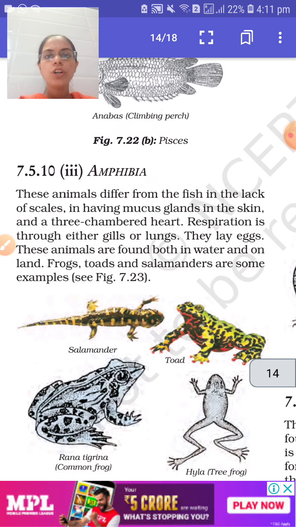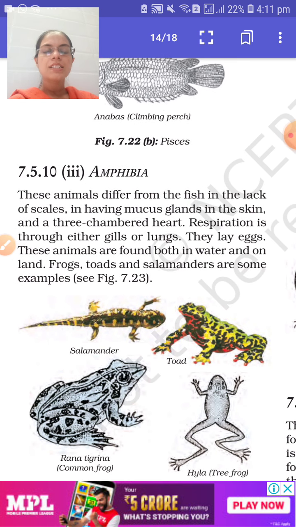amphibia. What do you mean by amphibians? This is a very common word used since our childhood. These animals differ from fish in the lack of scales. There is an absence of scales or plates on amphibians. They do have mucus glands. They have a 3-chambered heart. As we discussed, fish have a 2-chambered heart, while these organisms have a 3-chambered heart.